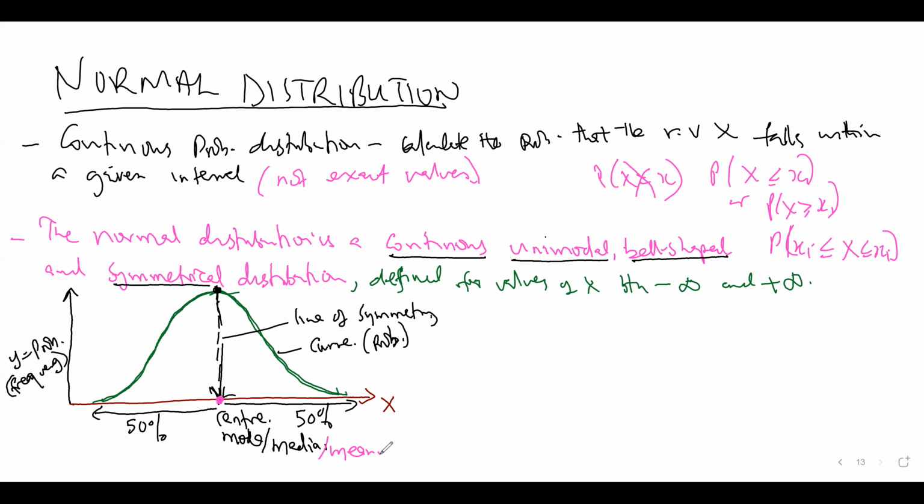We know the location of the median must be at the center. And the mode, we know it's the most probable value of x. So the most probable value of x corresponds with the median value of x, and it's also the mean value of x. This is a feature which is only true for this particular distribution, which we call the normal distribution. So this left-hand side is 50%, and the other side is also 50%. 50% is just half if you convert to decimals.